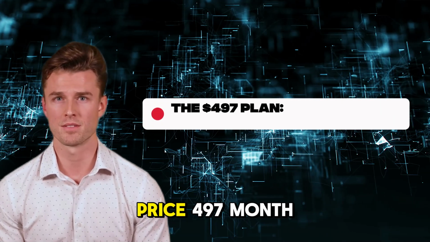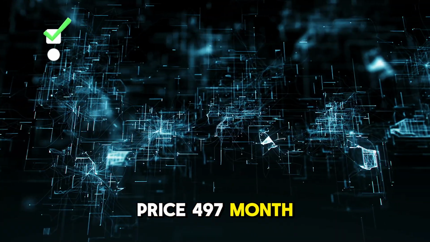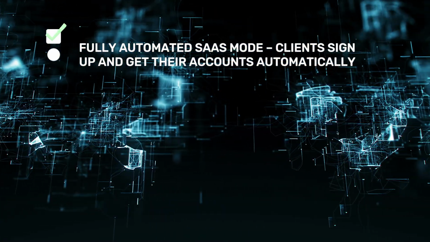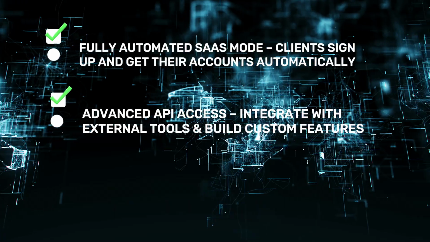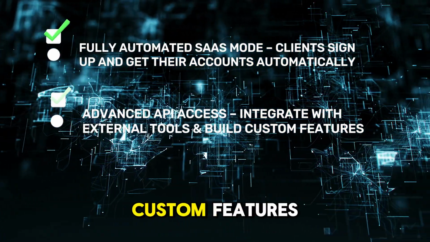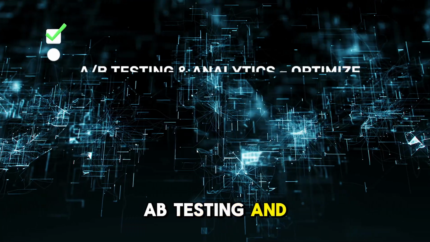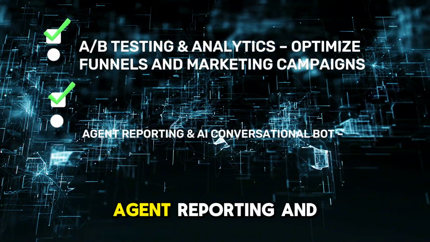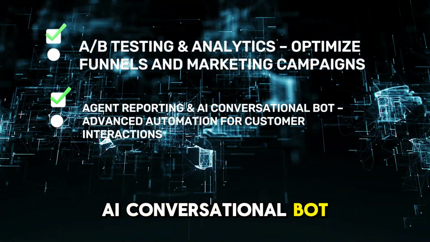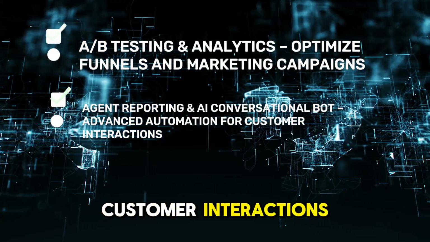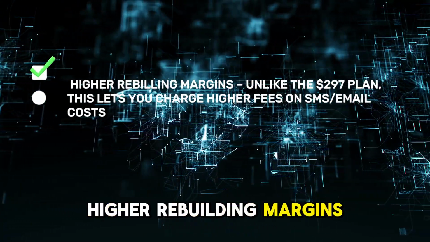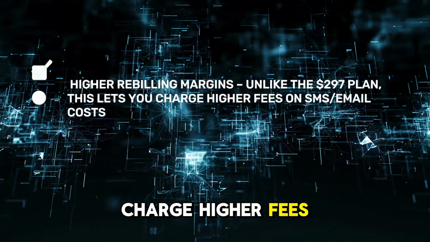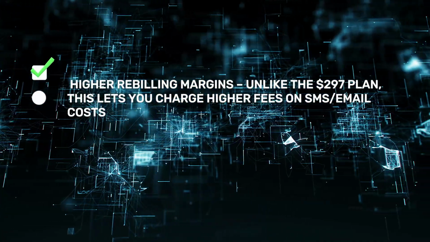So that price, $497 a month. Fully automated SaaS mode. Clients sign up and get their accounts automatically. Advanced API access. Integrate with external tools and build custom features. A/B testing and analytics. Optimize funnels and marketing campaigns. Agent reporting and AI conversational bot. Advanced automation for customer interactions. Higher rebilling margins. Unlike the $297 plan, this lets you charge higher fees on SMS and email costs.